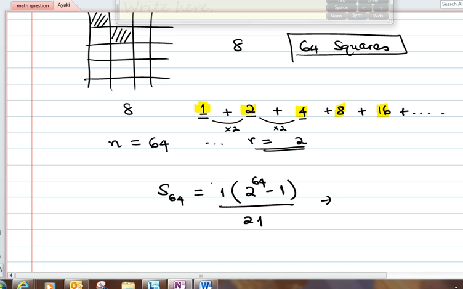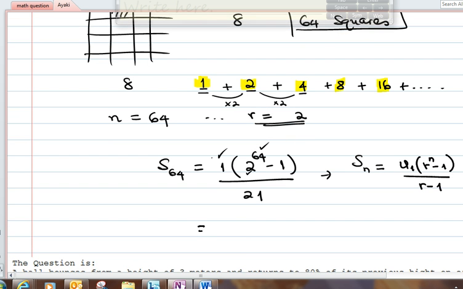This is coming from the sum of the first n terms of a geometric progression, which is usually u1 times (r to the power of n minus 1) divided by (r minus 1), where u1 is 1, n is 64, and r is 2. And that should simplify to (2 to the power of 64 minus 1) divided by (2 minus 1), which is 1. So it's basically 2 to the power of 64 minus 1. A huge number it is.